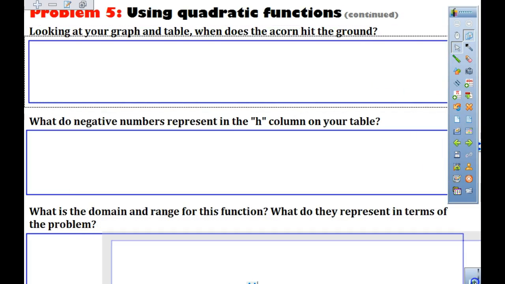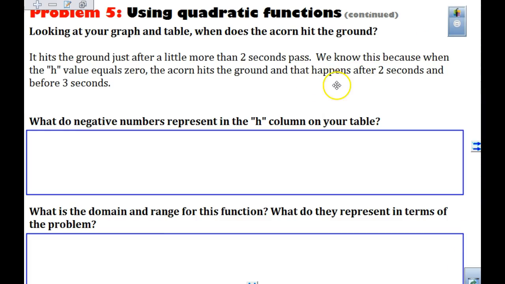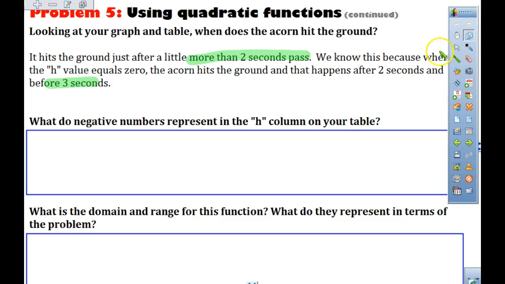I don't need you to write down all this. I'm just going to put it up here. It's a lot to read. Don't write it all down. I would just put this part: a little more than 2 seconds. How do we know that? Well, at 3 seconds, it's under the ground, and we actually can't go under the ground. So when do you think it's going to hit the ground? A little more than 2 seconds. Could you estimate it more than that and say 2.1 or 2.04 or 2.2? Yes.